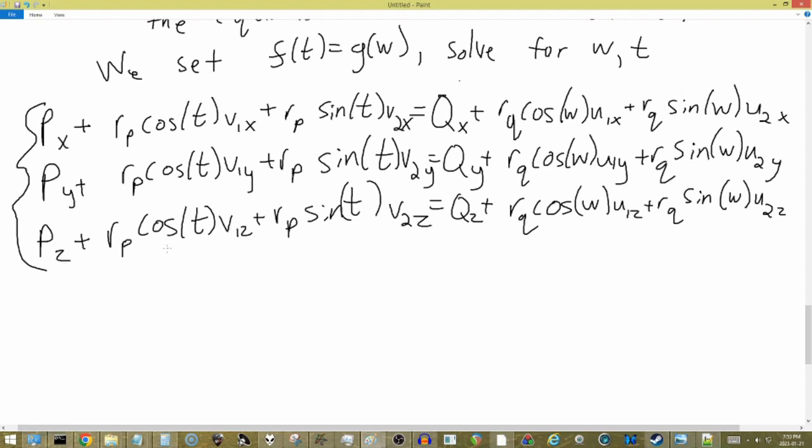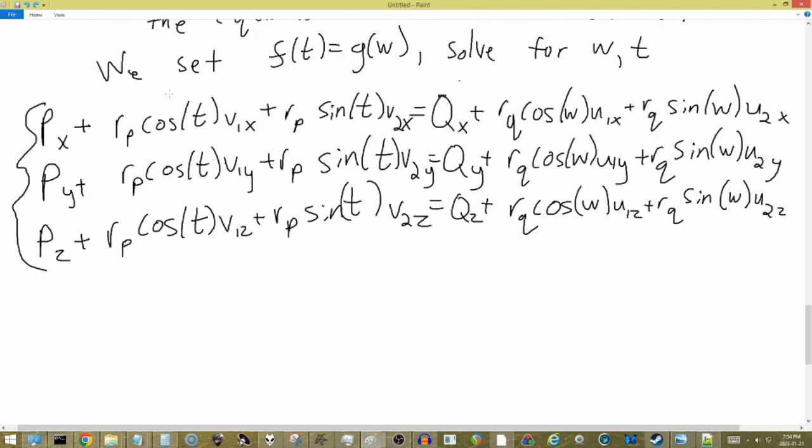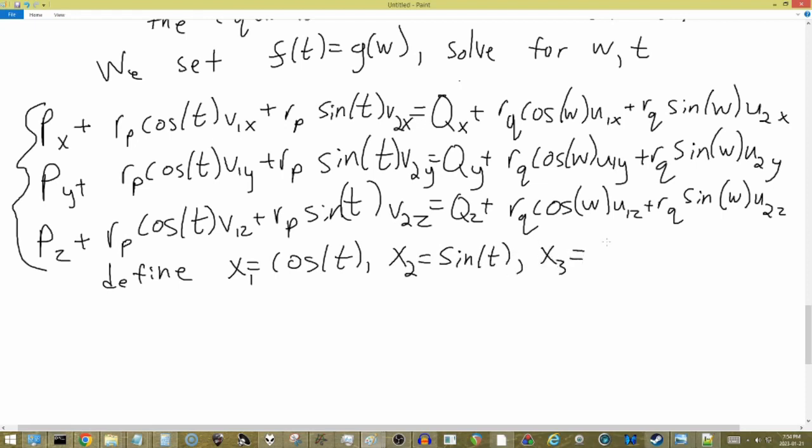You can set it up. I'll just write out what the system of equations will be. Actually, first, just to make our life a bit easier, we'll define x1 equals cosine of t, x2 equals sine of t, x3 equals cosine of w.